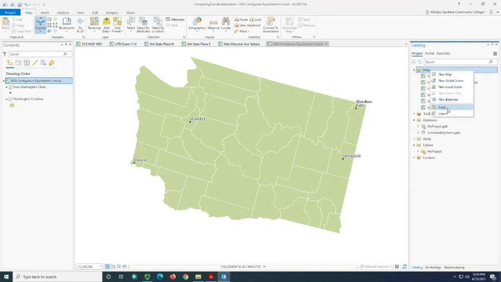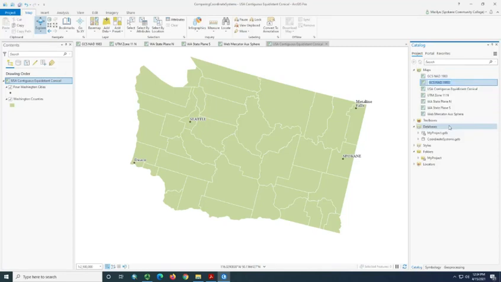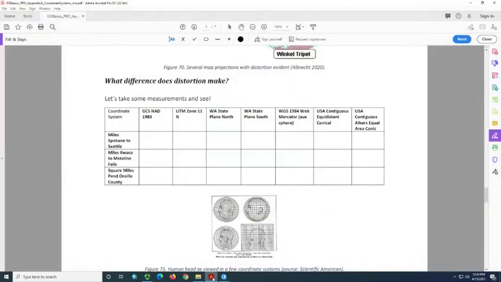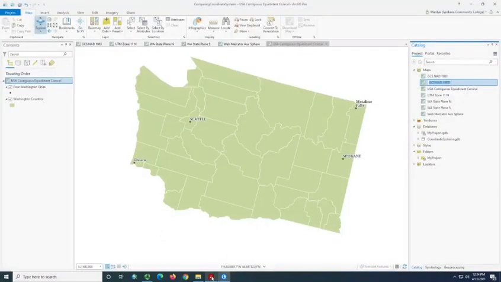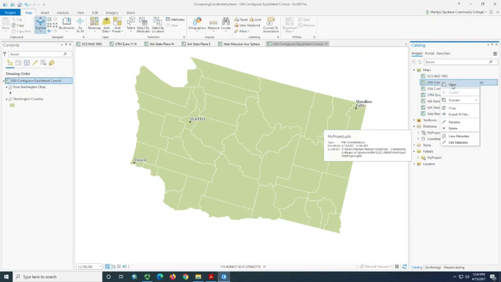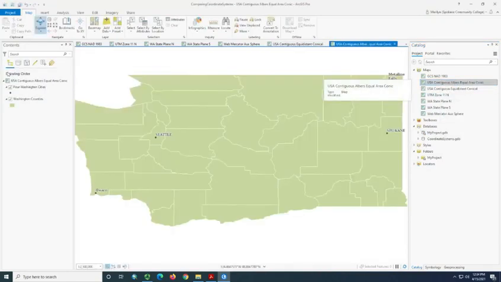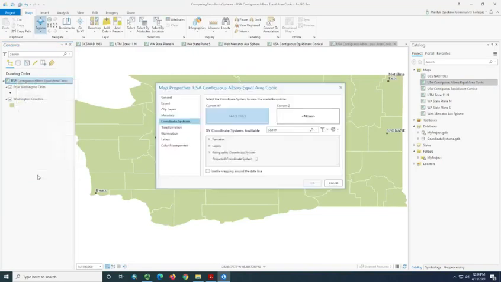Right click, paste this, and rename it. This one is going to be USA contiguous Albers equal area conic. So this one's supposed to be an equal area. And press enter so I don't lose my title. And open it, add it to my project, and change its properties.